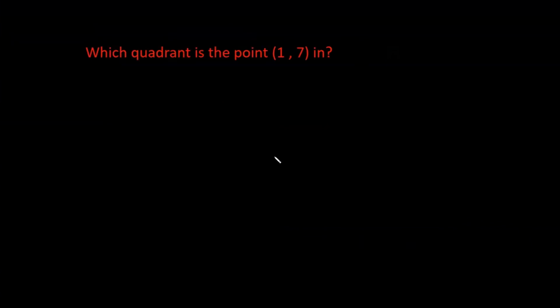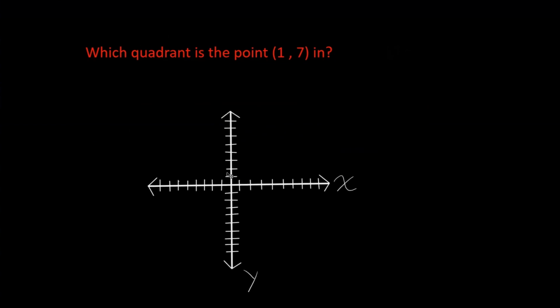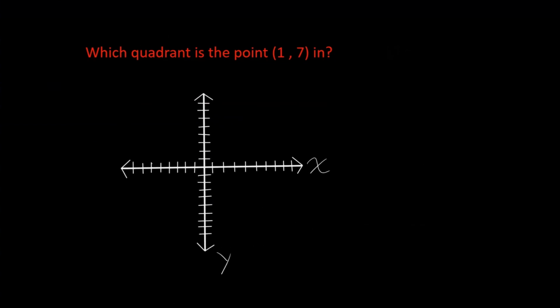And now we have a different question. Which quadrant is the point 1, comma 7 in? And we can take this coordinate plane to help us solve this problem. And we could actually just try to plot this point, right? So we could go 1 in the x direction and then 7 in the y direction. So this is 1 in the x direction, then 1, 2, 3, 4, 5, 6, 7 in the y direction. And then this is the point 1, comma 7.